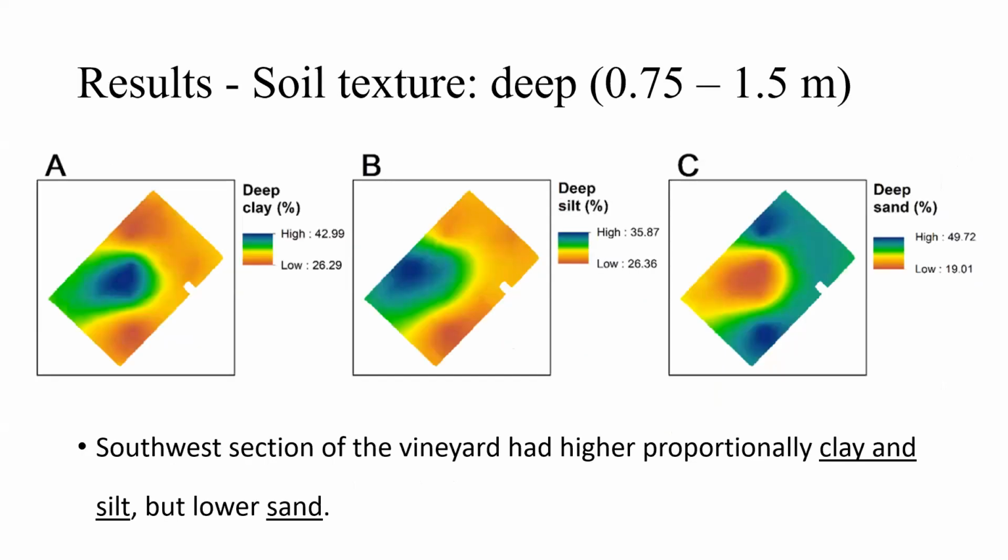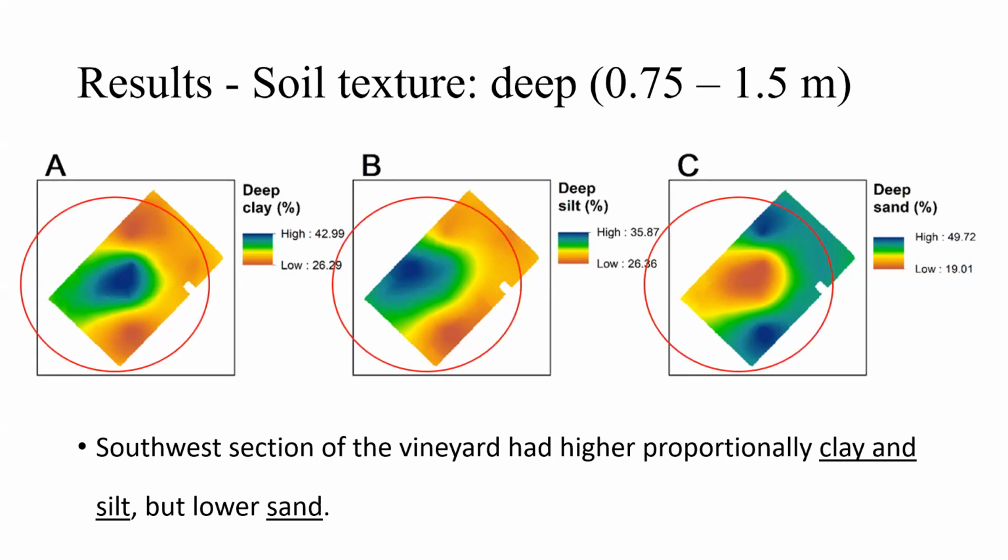Also for the first section of the results, I'll be presenting only the 2019 results, since it's the year we tested the relationship between ECa and plant water status with all these soil parameters included. When we look at soil texture in the deep soil layer, which is from 0.75 to 1.5 meters deep, there was proportionally higher clay and silt in the southwestern section of the vineyard. Conversely, the percentage of sand was lower in the same section.